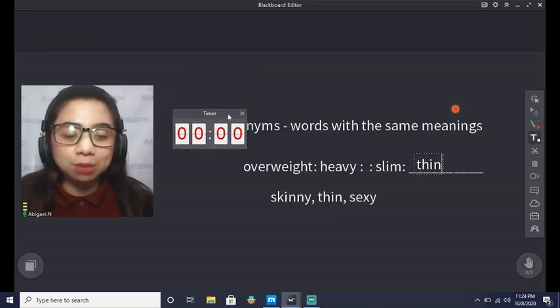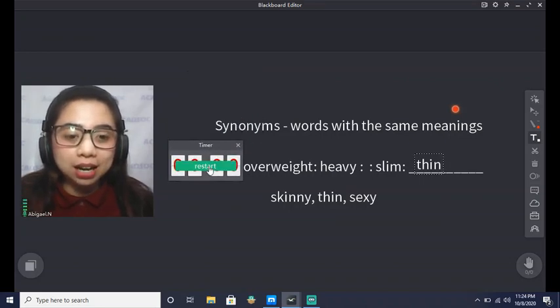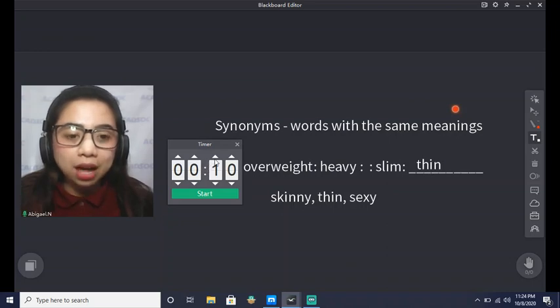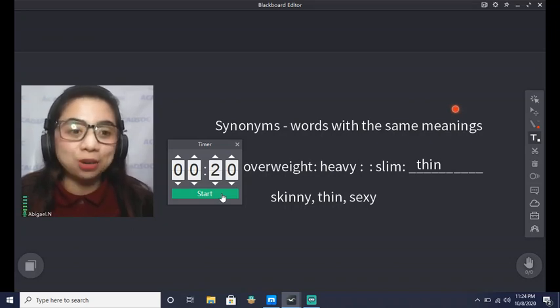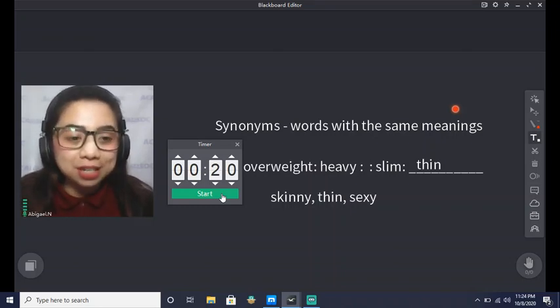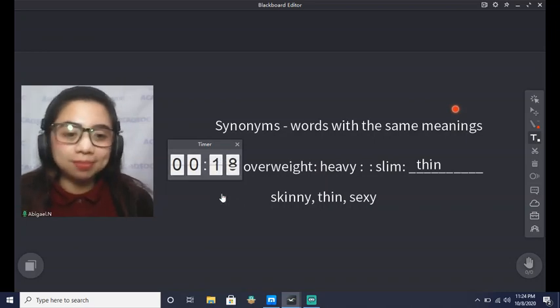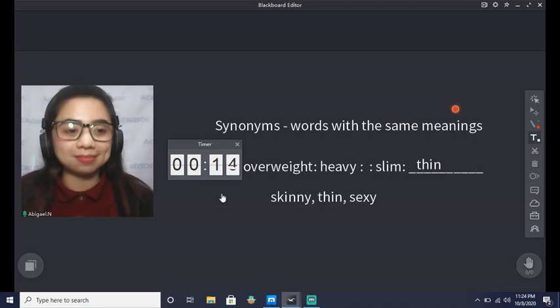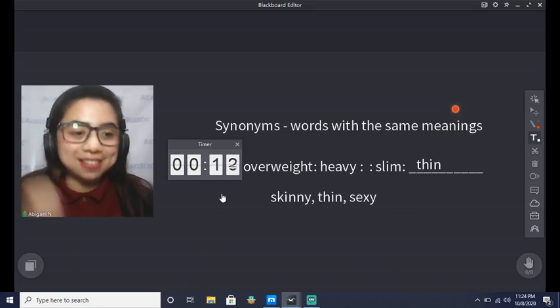I'm going to restart this timer. I will give you 20 seconds to think of your own example. Get your notebook and try to think of your own examples of synonym analogy. You can do it.